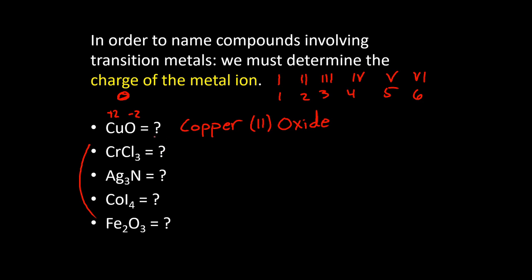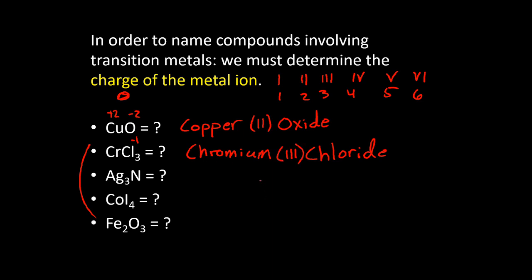All right, so we have chromium. It's the first metal here. And chlorine, which is going to become chloride, because we have 3 chlorides. Each one of those would be -1. And so that means that the chromium must be 3.